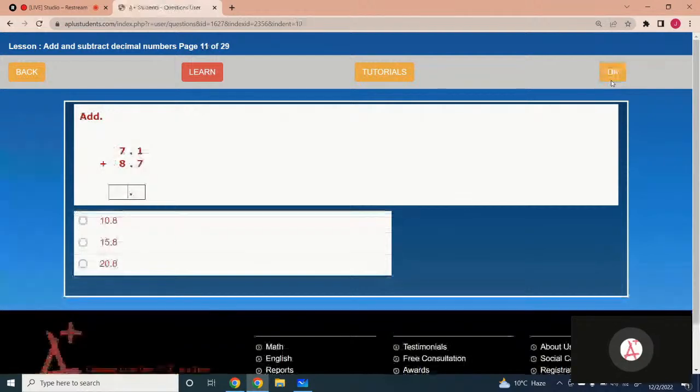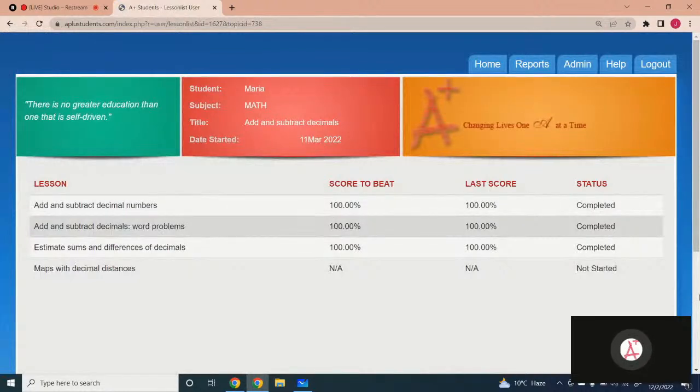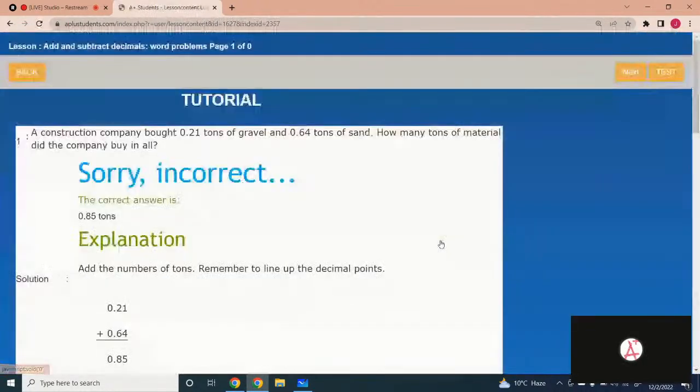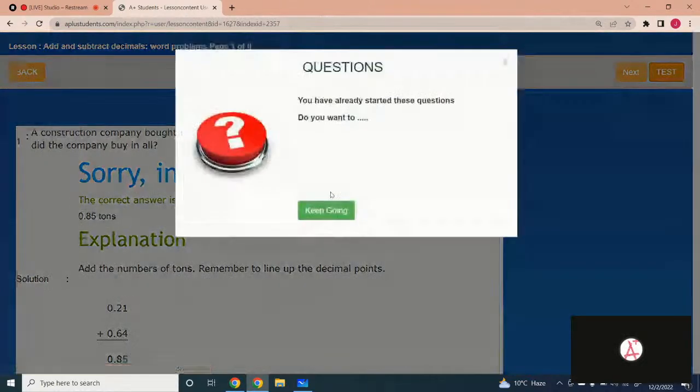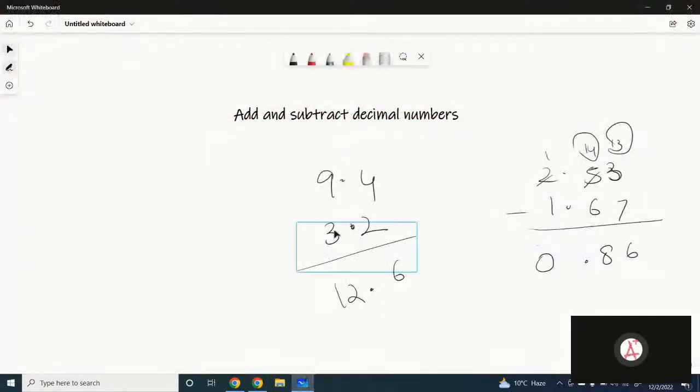Okay, you can complete the test by yourself later today. Let me just move on to the next topic. The next topic is add and subtract decimal numbers word problems. Okay, it would be the add and subtract decimals word problems. Okay, let's start with a test. Let me write down the lesson name.